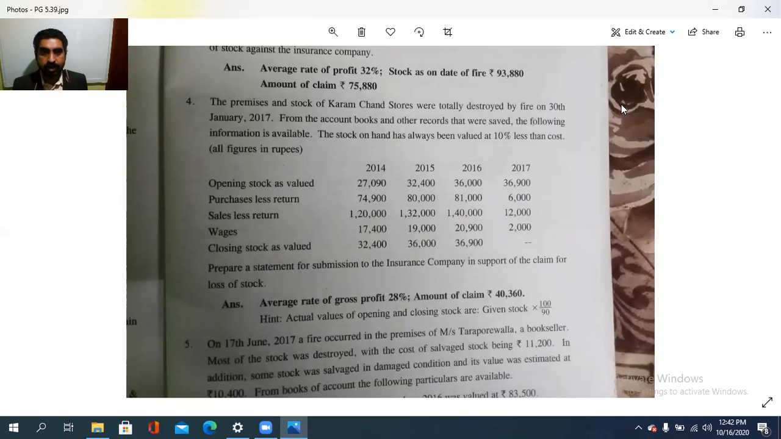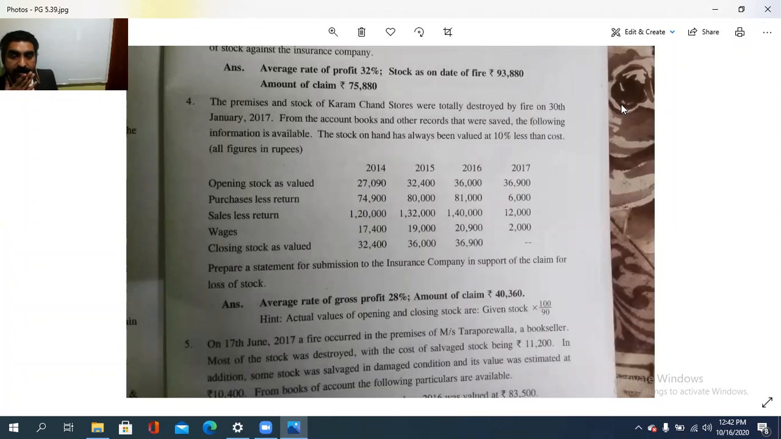Premises and stock of Karamchand stores were totally destroyed by fire on 30th January 2017. From the account books and other records that are saved, the following information is available. Stock on hand always been valued at 10% less than the cost price. Opening stock value, purchase less return, sales less return, wages, closing stock. We are going to prepare the memorandum trading account for the year 2017.